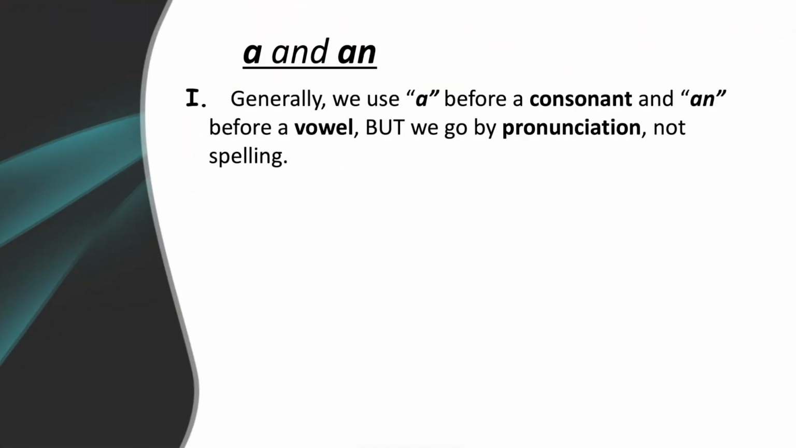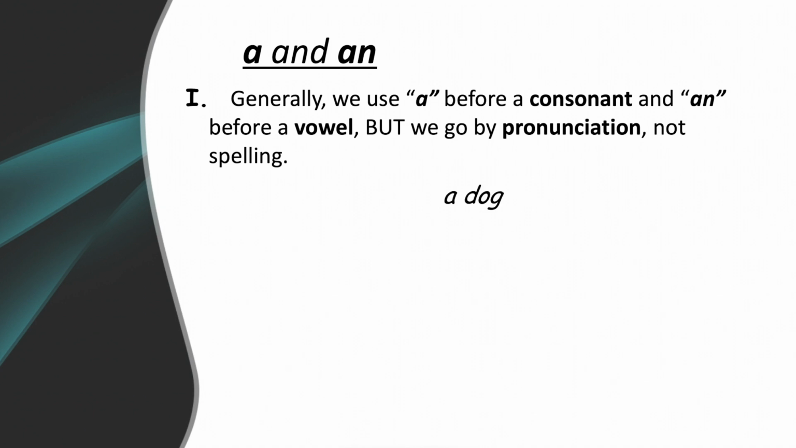Come with me. The first rule is a before consonants and an before vowels. The thing that many people don't know is that we don't actually go by the consonants and vowels themselves. We go by the sounds. So a before a consonant sound and an before a vowel sound. Go by pronunciation, not spelling.